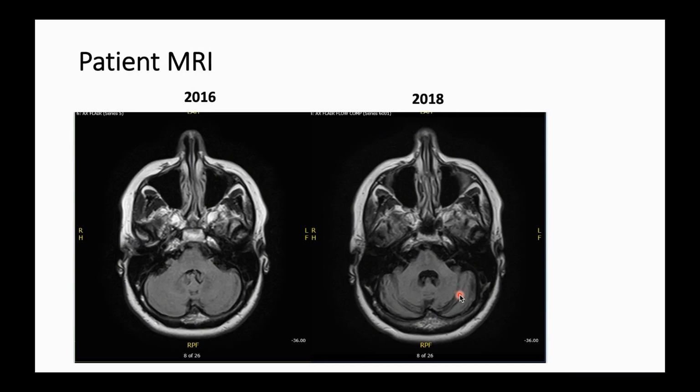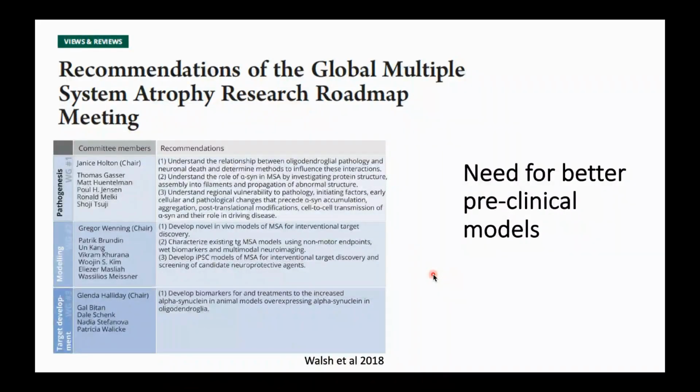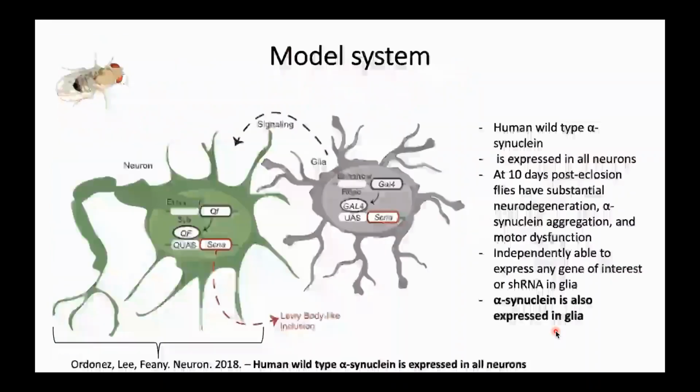So she's had really marked atrophy of the cerebellum, the pons, and the middle cerebellar peduncles, with now way too much space here in the back of the brain from loss of neurons. So just to drive home the importance of this, there was a recent meeting of the Global Multiple System Atrophy Research Roadmap Group, and among many recommendations they came up with was really a need for better preclinical models in order to hopefully make some progress in generating therapies for this disease.